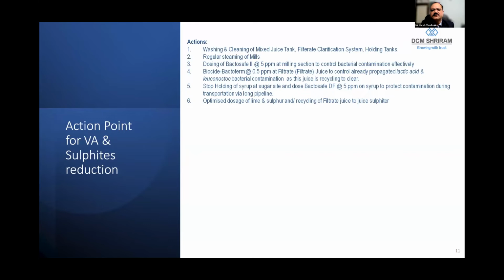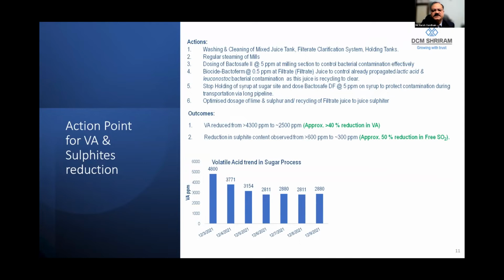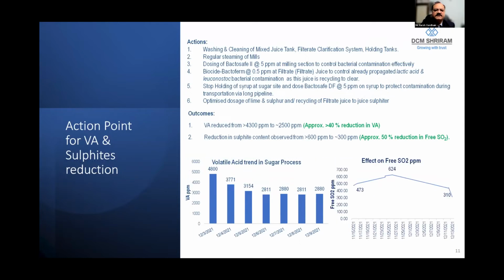They helped us a lot. The lactic acid was there, so we used their special chemicals, and with this there was quite an improvement. The VA was reduced by almost 40%, from 4,300 ppm to 2,500 ppm. We also optimized the lime and sulfur application. The sulfate content got reduced to 300 ppm. So you can see the trends, how this has happened.